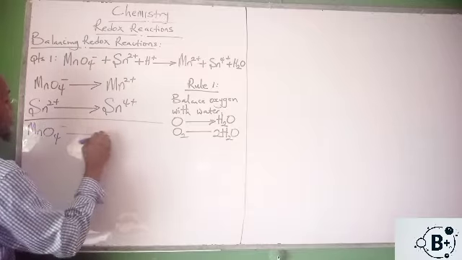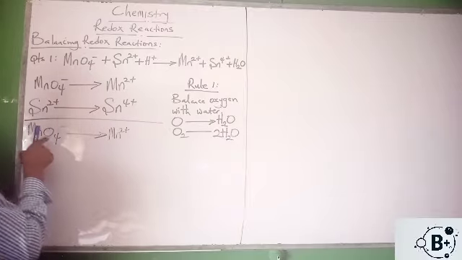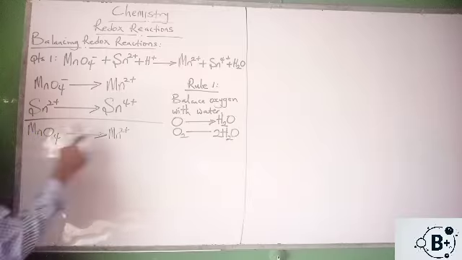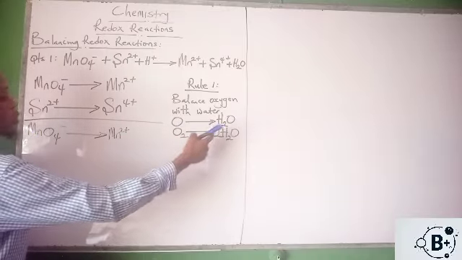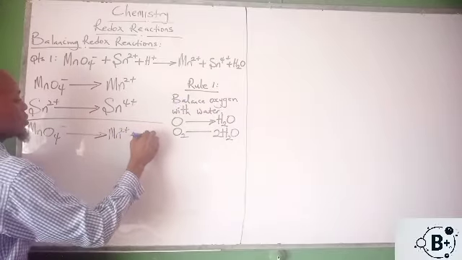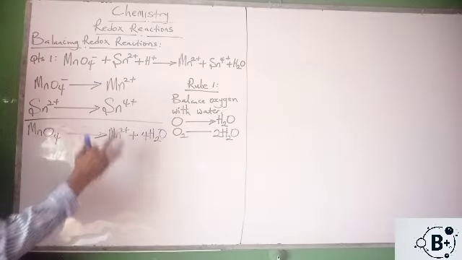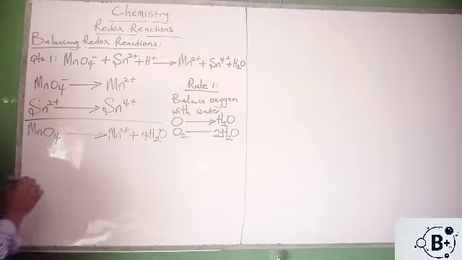Then is giving us Mn2+. Now you have 4 atoms of oxygen on the left hand side. So on the right hand side, we are going to use 4 molecules of water to balance it. So this side is settled now.